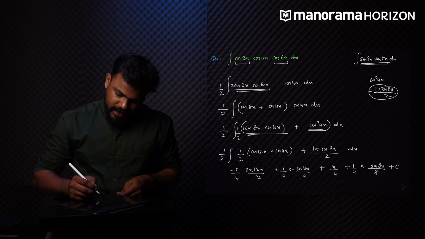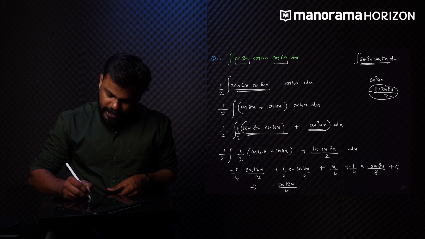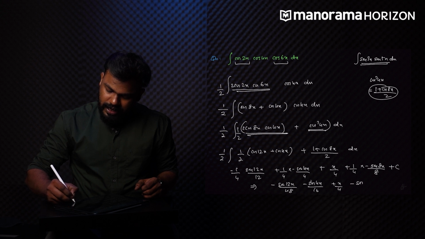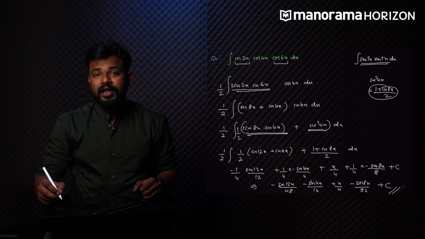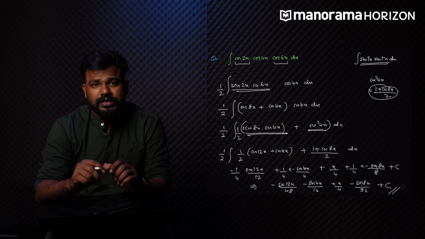So just finally write everything together. You will be getting sine 12x by 48 plus sine 4x by 16 plus x by 4 plus sine 8x by 32 plus c. So this gives us the final answer for the question, the integral of cos 2x, cos 4x and cos 6x dx.